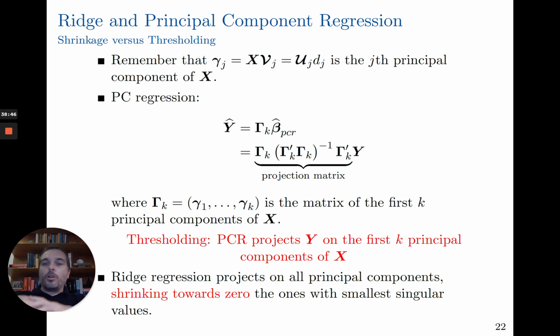In ridge, we are projecting on all principal components, but we shrink to 0 the coefficients associated with the less important principal components. So ridge can be seen as a smooth version of principal component regression. And that, for me, is one of the most beautiful properties of ridge regression. It explains why it also works in forecasting. It's related to factor models that we are going to study later in this course. This is a very nice property that I'd be willing to discuss more with you during our live meeting on Friday.